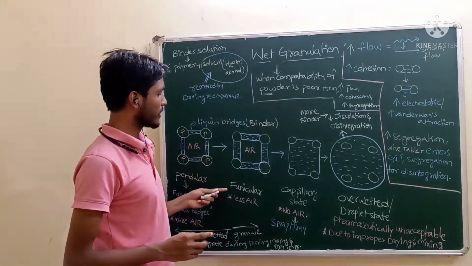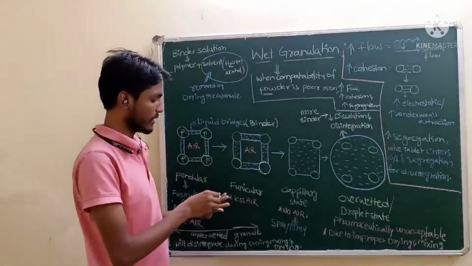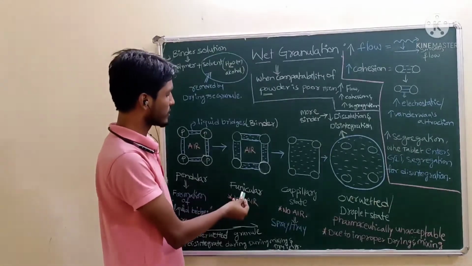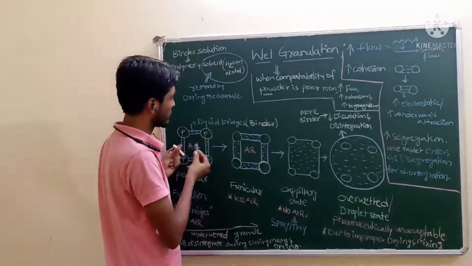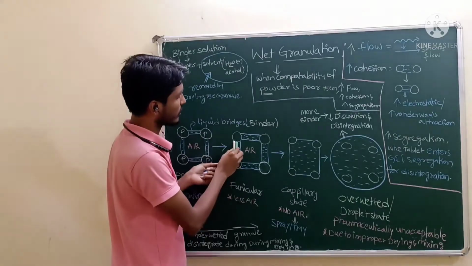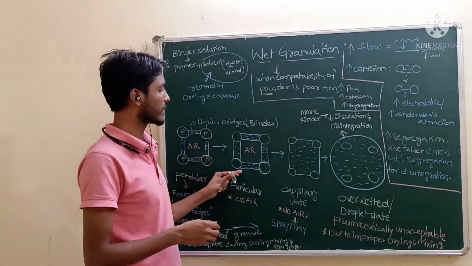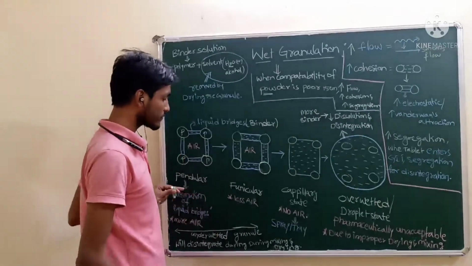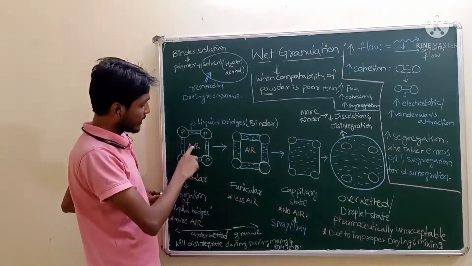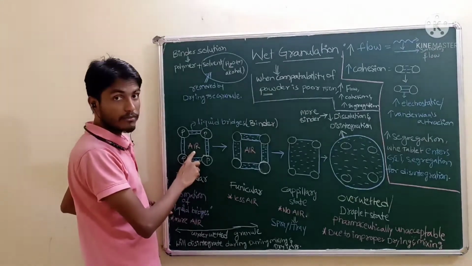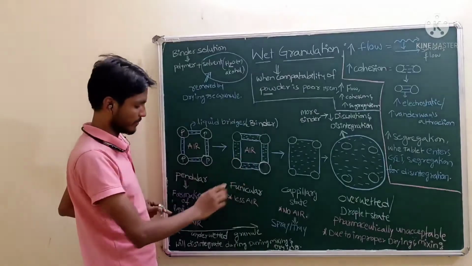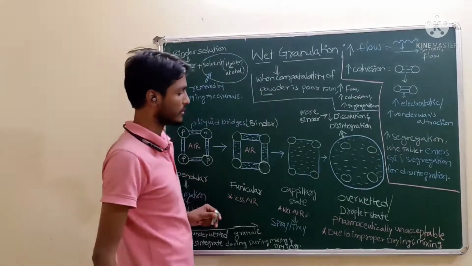Now, what will happen in the funicular state? The next stage is the funicular stage. There is an increased amount of liquid binder here compared to the pendular stage. Here the thickness is one layer, while here it is two or three layers, meaning the binder concentration is increased in the funicular state. These are empty spaces. Comparatively, more air is present here and less air is present there.